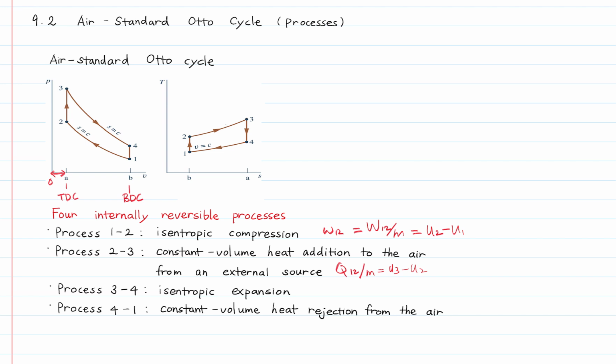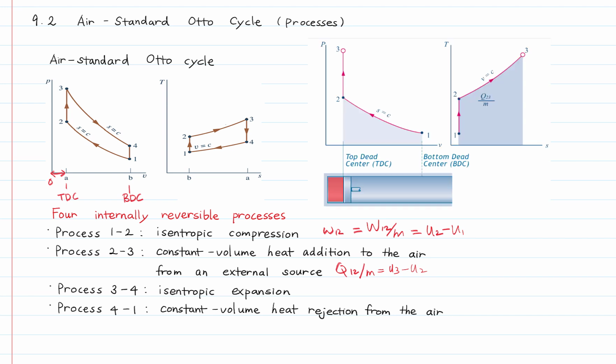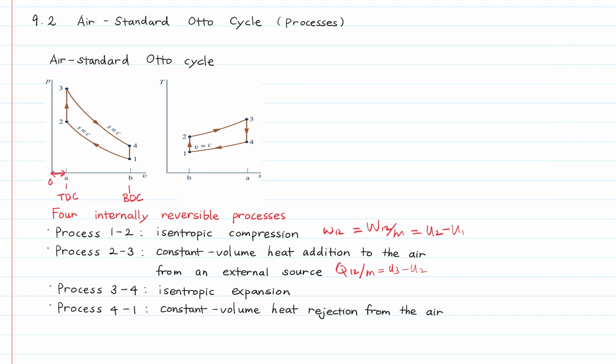Process 3-4 is a power stroke. The piston is moving from TDC to BDC. It is an isentropic expansion. The entropy remains constant. Again, there is no heat transfer during the process. Pressure and temperature decrease. Work is done by air. Using the energy balance, we got the work done by air is the specific energy difference between state 3 and 4.